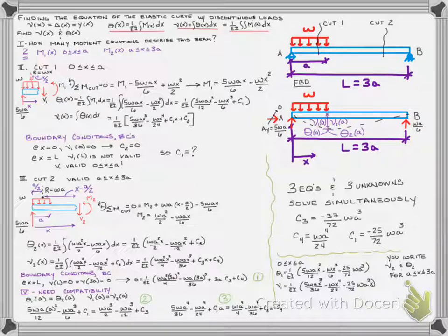So I hope that this video helped you understand how to do the equation of the elastic curve if you have discontinuous loading. If we had an additional point load at 2a from the left side, we'd basically have to make 3 cuts. We'd have 2 more compatibility equations that we'd have to write, and a much harder matrix to solve to find all of our unknowns, or our constants of integration.